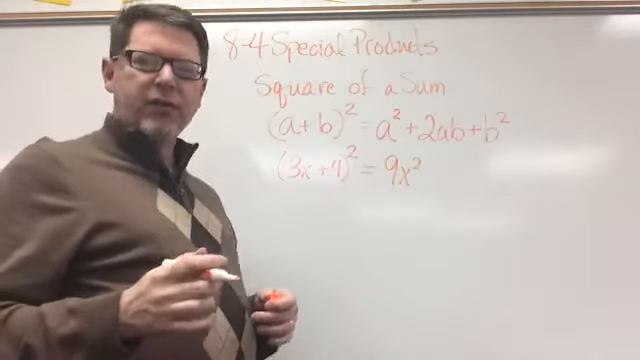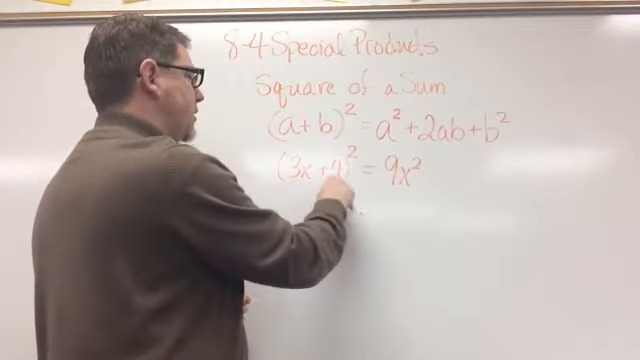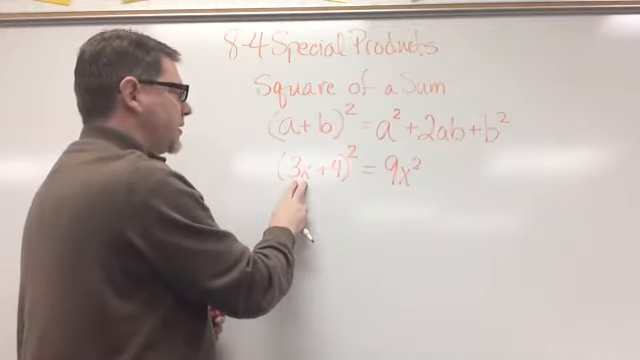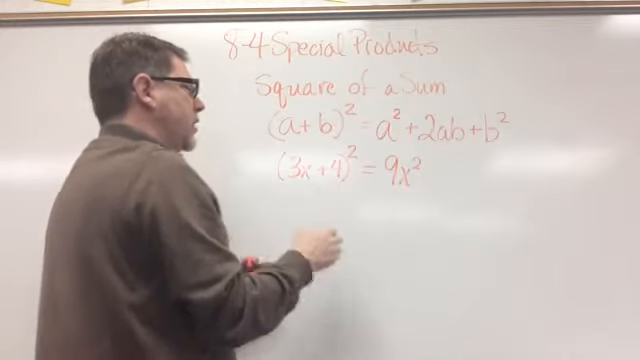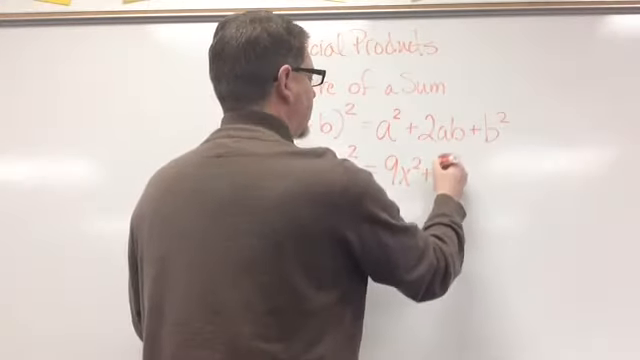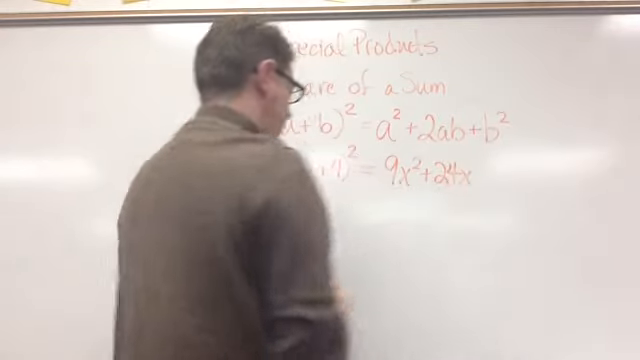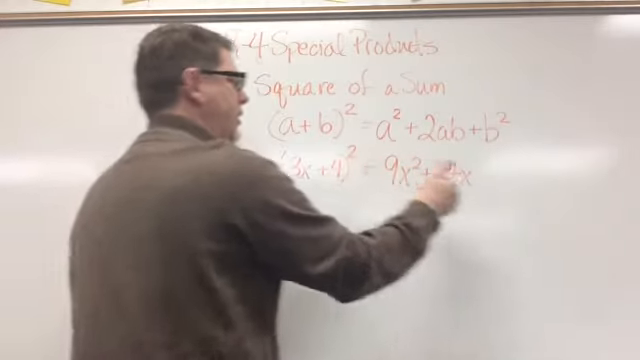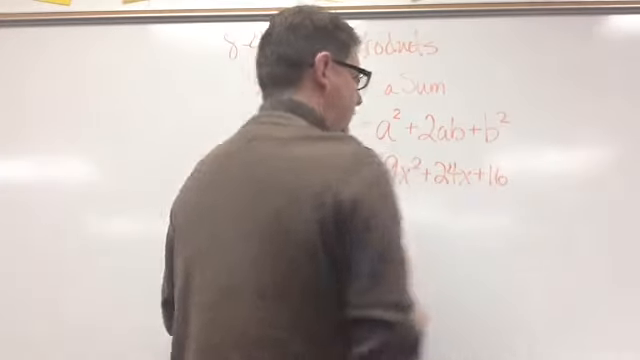And the second thing I want to do is do 2 times 3x times 4, because I'm doing 2 times the first term times the second term. 2 times 3x is 6x, and 6x times 4 is 24x, so plus 24x. And now I'm going to square the last term, which is 4 squared, which is plus 16.